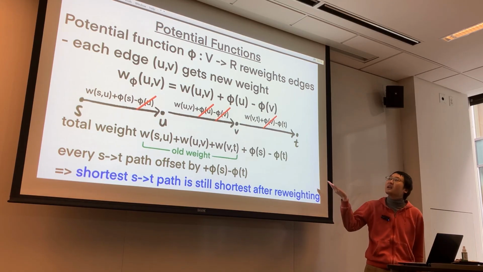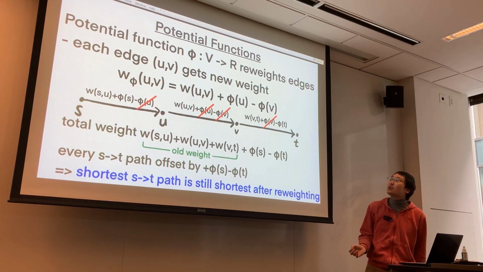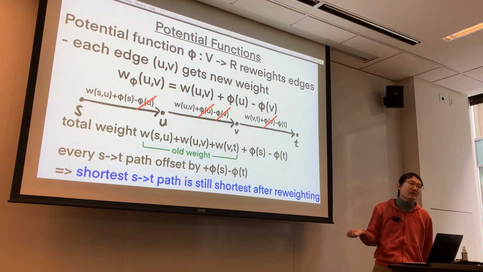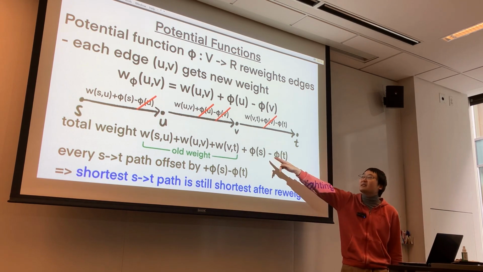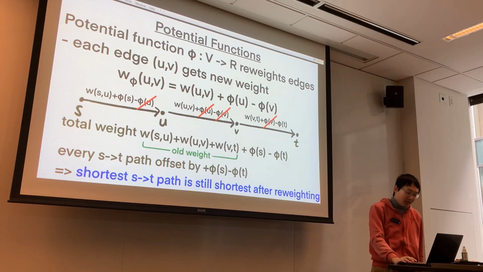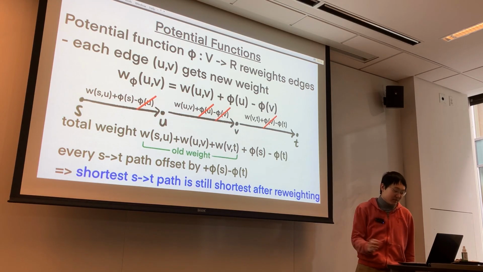So this was a classic. This was a result by Johnson from the 1970s. He used this to solve, for example, all pairs shortest paths even on negative weight graphs, because this technique works for all pairs. This S and T are arbitrary. But this talk will be used to solve single source with negative weights.